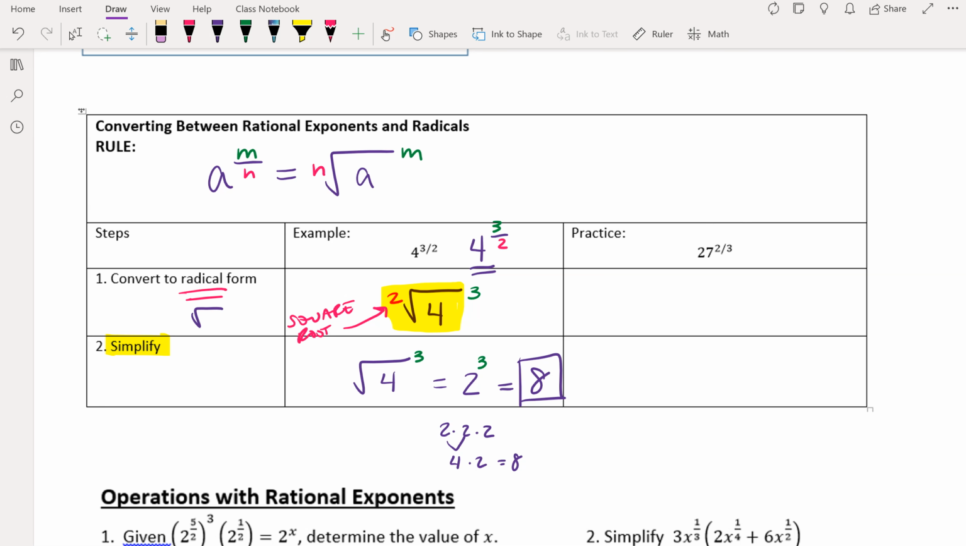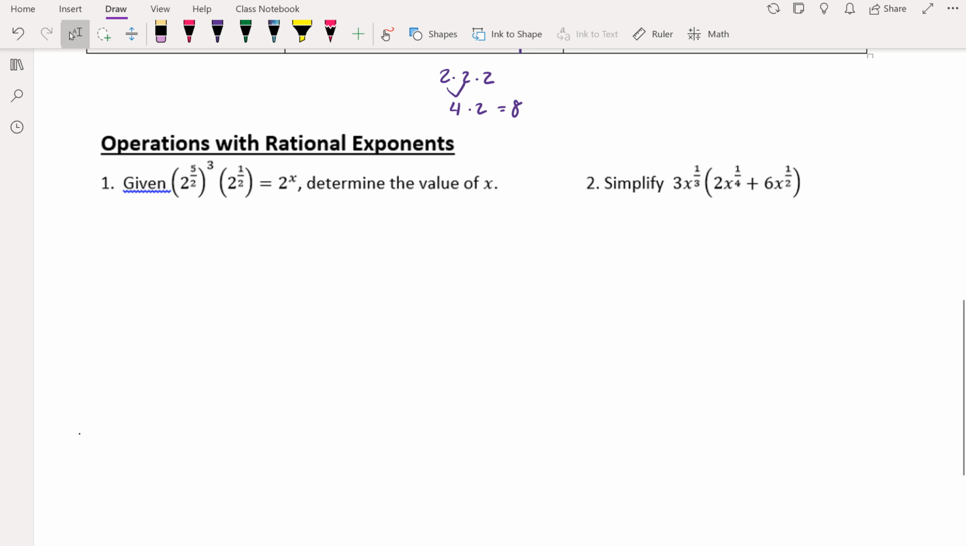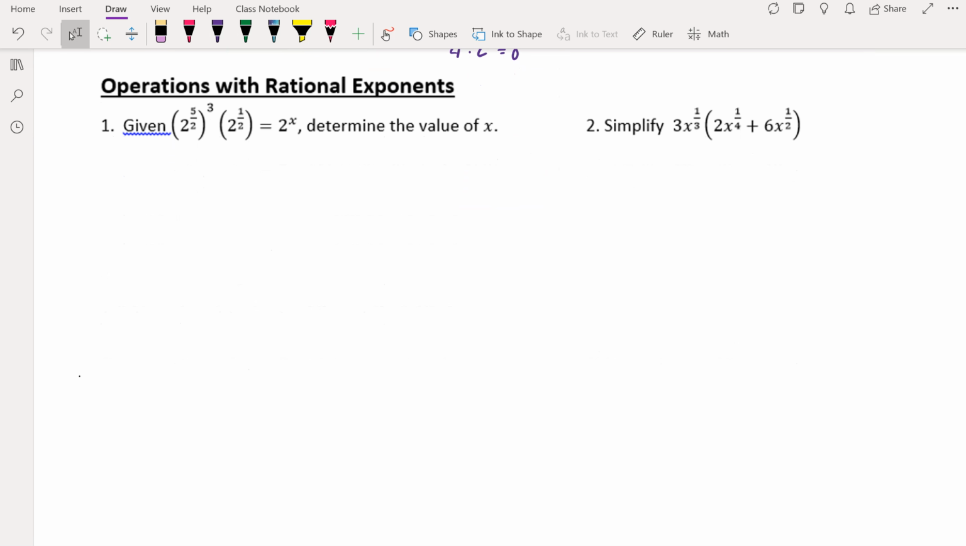So let's do one more thing. And hopefully you got all that down in your notes. We are going to do operations now. Operations with fraction exponents. So we have this problem. I'm going to zoom in on the first one, have you write it down, and we'll do both these examples together. So go ahead and write down this first problem.